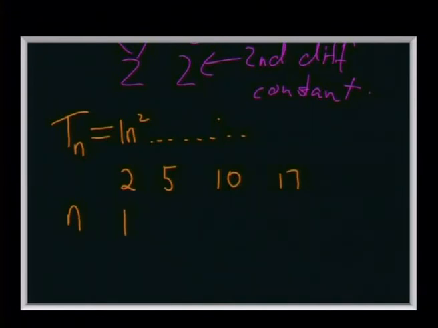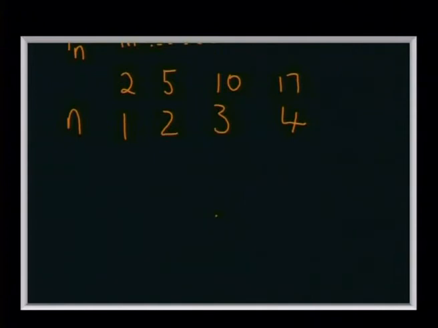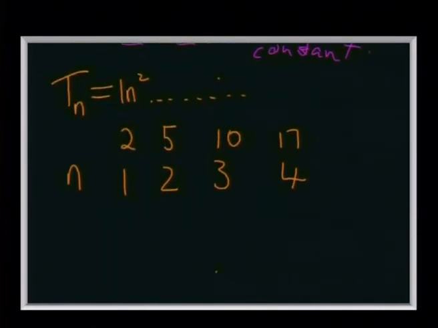I say, I want my first term to be 2. I want my second term to be 5. I want my third term to be 10. And I want my fourth term to be 17. So I start off over there, and then I start substituting into this expression that I already have. And I say to myself, what do I get? And what am I short or over?